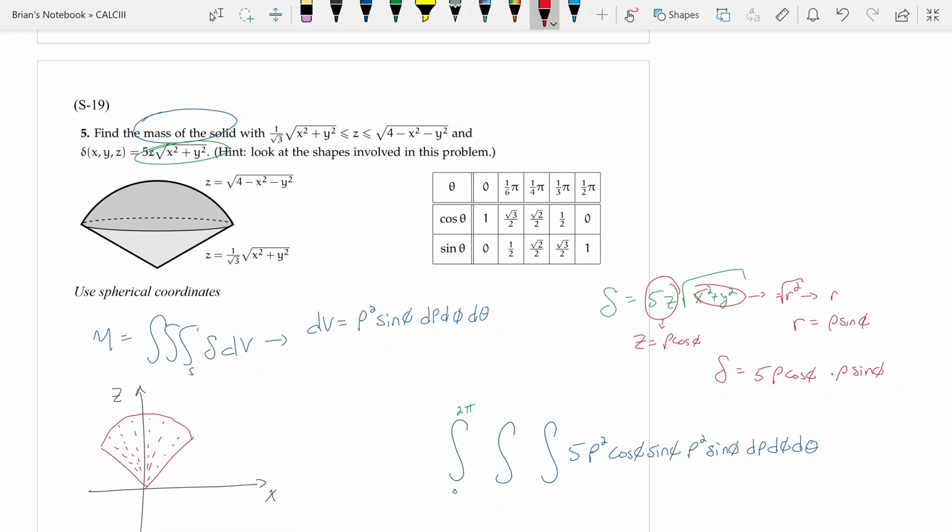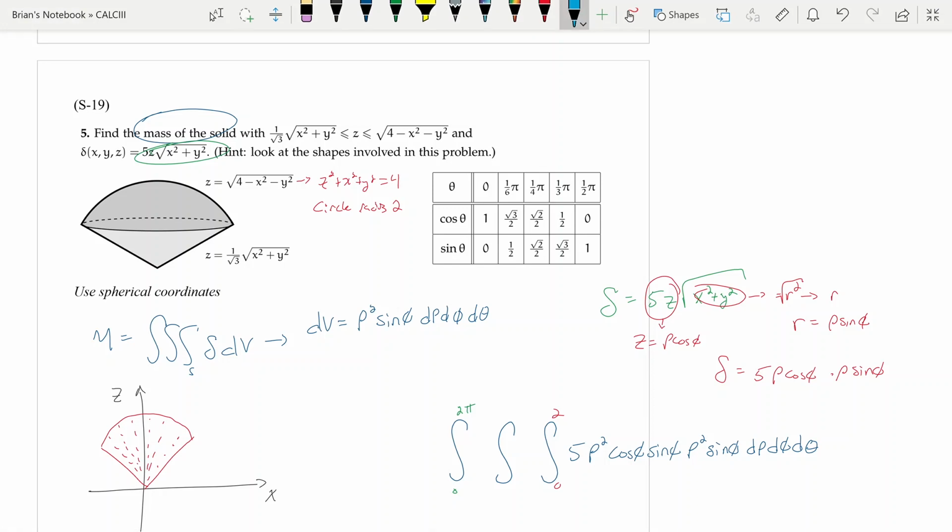If we look at it, this top surface is z equal to the square root of 4 minus x squared plus y squared, which is also z squared plus x squared plus y squared equal to 4, which is just a circle of radius 2. So if it's a circle of radius 2, we know that rho is never going over 2, 0 to 2. Easy. All right, cool. Now we need phi. Phi is a little tricky.